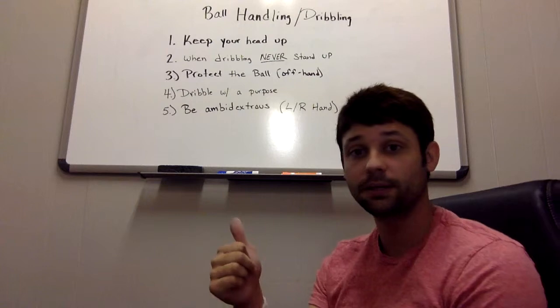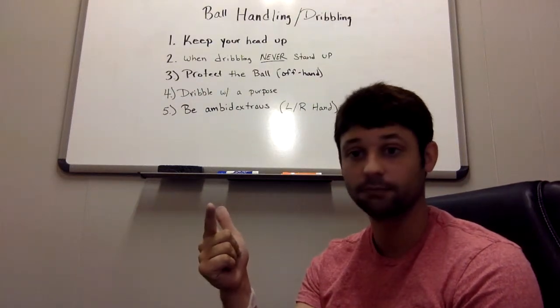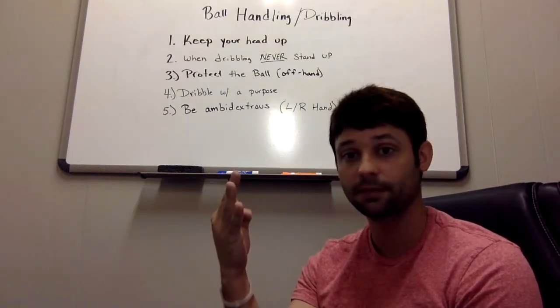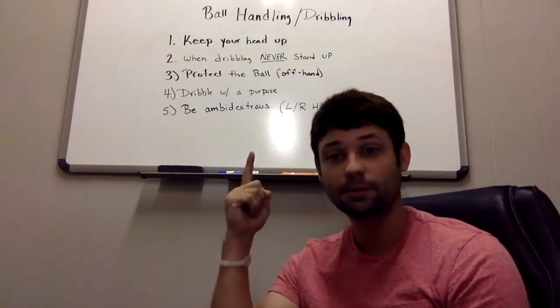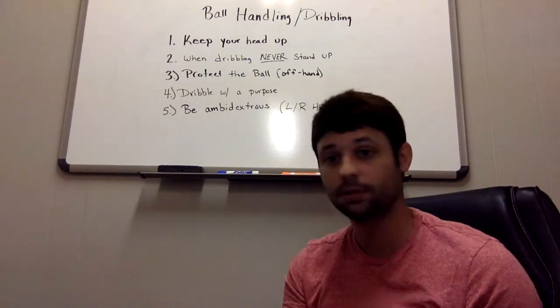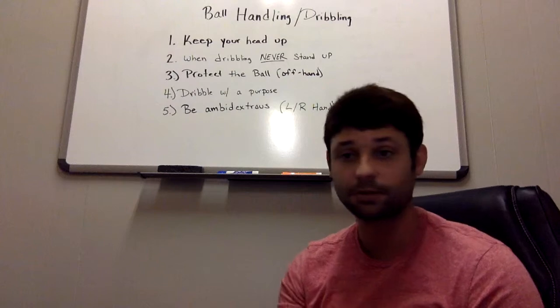Okay, again, I'm going to go over them again. Number 1, keep your head up. 2, when dribbling, never ever stand up. Stay low at all times. 3, protect that ball with the offhand. Okay, private and public property right there. 4, dribble with a purpose. And then 5, be ambidextrous. Dribble as good with your left. If you're right-handed, you ought to be dribbling as good with your left hand as you are with your right.